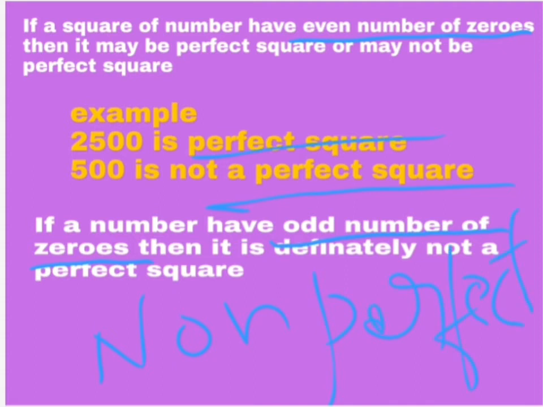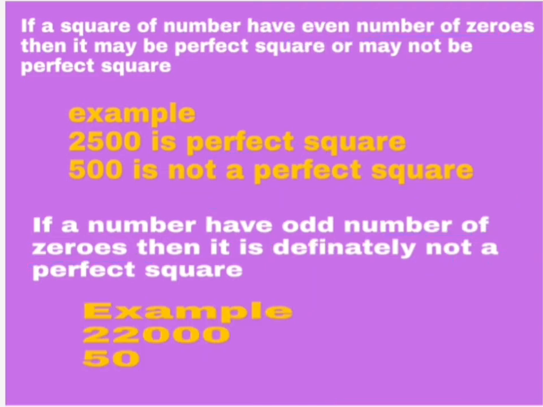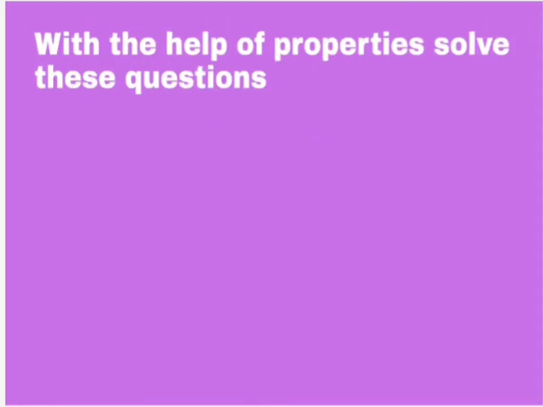By looking at the zeros in the number, you can directly say that this is a non-perfect square number. Understood? So some examples I have taken. 22,000. In 22,000 we have 3 zeros and 3 is an odd number. So this is a non-perfect square. 50. In 50 we have 1 zero and 1 is an odd number. So this 50 is also a non-perfect square number. Hope this is clear. Now let's move on to the next. With the help of properties, solve these questions.